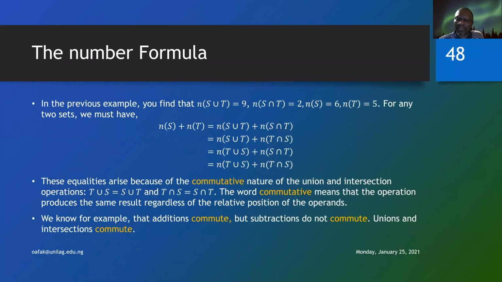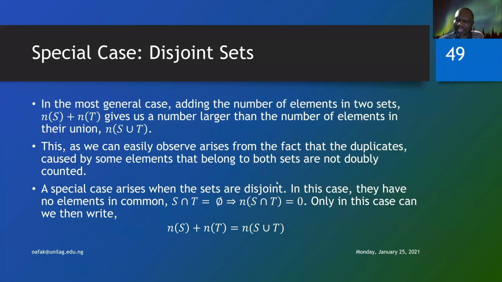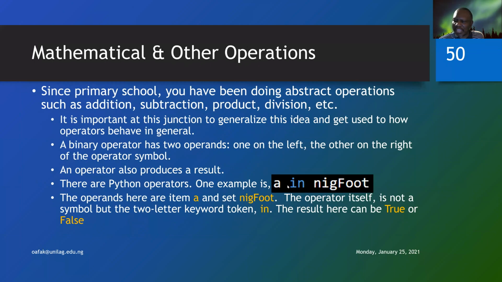In Python, we also have operators. For instance, if in your code you say A in Knightfoot, what you are saying here is that you might be checking whether A, an item, actually is inside the set Knightfoot. So this in here is the operator. The operator here is the in. And A is the operand on the left, and Knightfoot is the operand on the right.